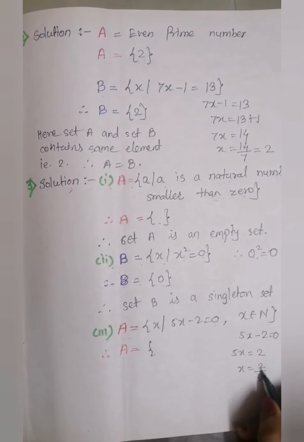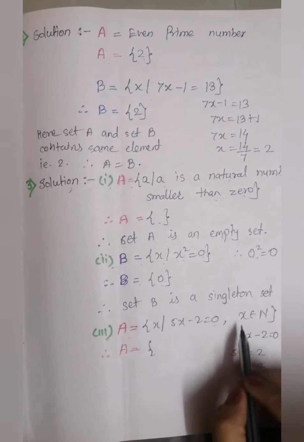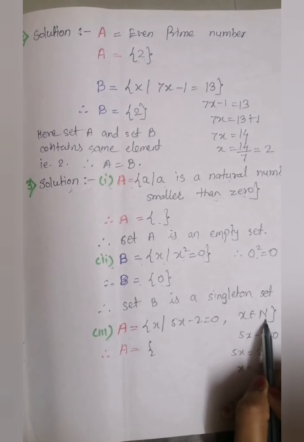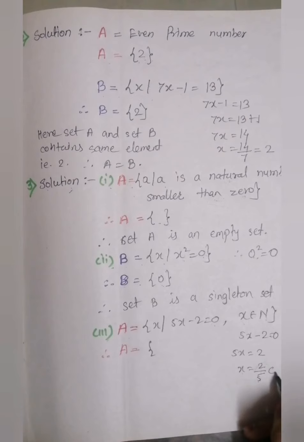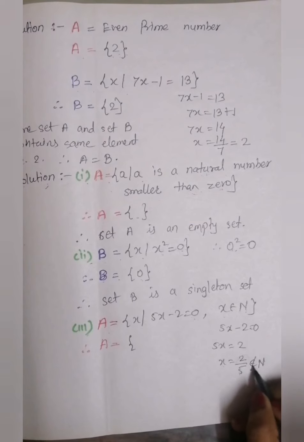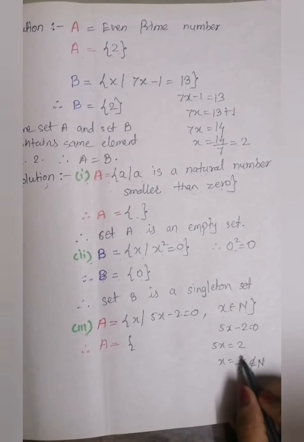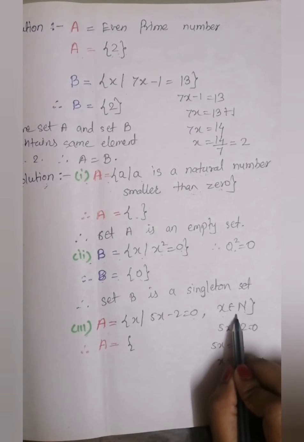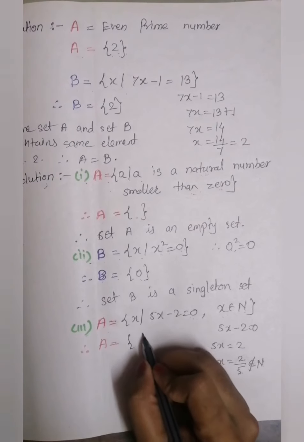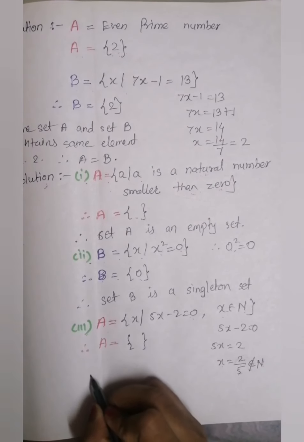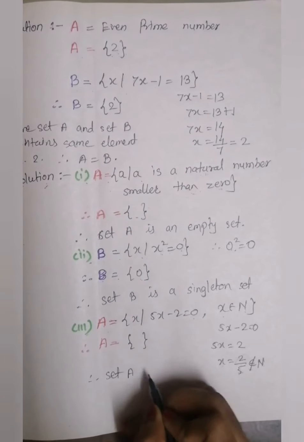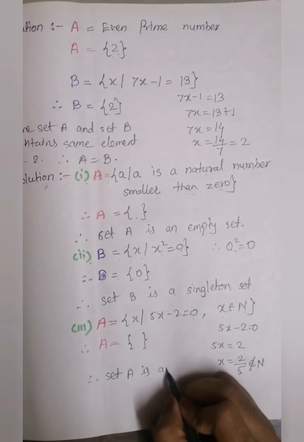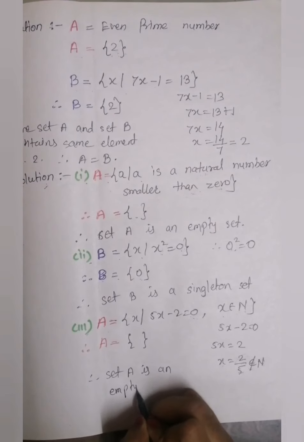Now observe that this 2 upon 5 is a rational number. What is the value of x? It is a rational number, and in our question x belongs to natural number, right? So this does not belong to natural number, because this is in fraction form. Therefore this condition is not satisfied with the given condition. So therefore it's a null set, that is an empty set. Therefore set A is an empty set.